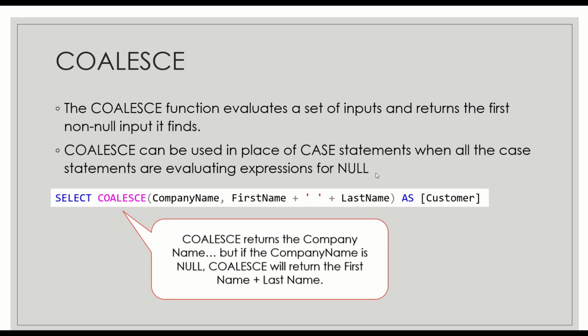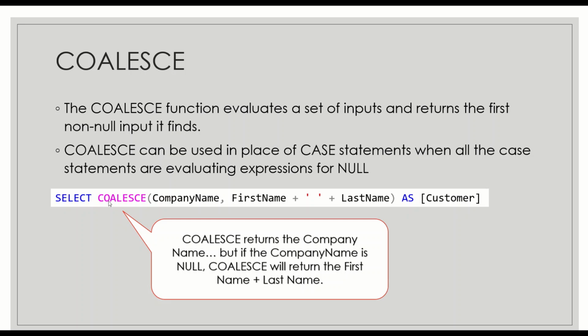Coalesce can be used in place of case statements when all the case statements are evaluating expressions for null. So if you have a certain situation where you're saying, if the company name is there, show that. But if the company name is empty, then show the customer name. And if the customer name is empty, then show unknown. If you have a list of outcomes where you're all looking for things that may or may not be null, then this is when you want to use coalesce.